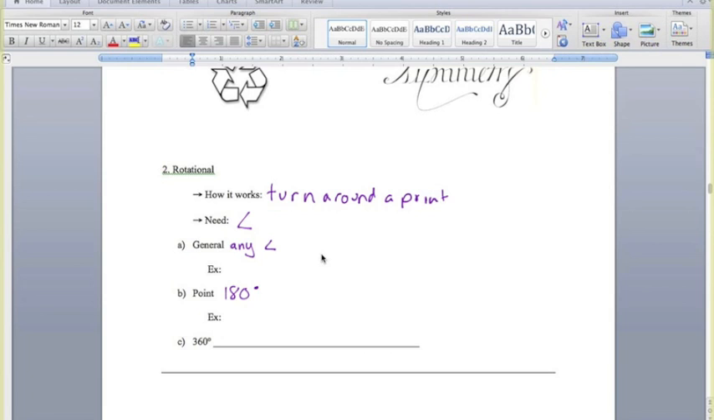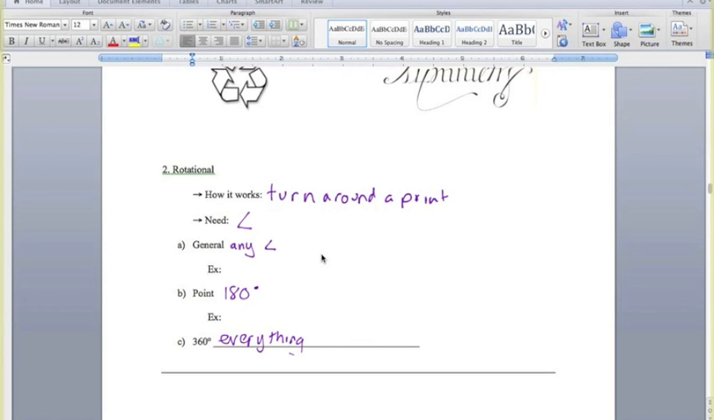What about 360-degree symmetry? What would happen if I took something and I turned it 360 degrees around? It ends up right back where it was. So this is everything. You can take anything and turn it around, and it's going to be right back where it was. So we don't really consider this as a form of symmetry because then everything is symmetrical, and that's not special. So we're not going to be talking about 360-degree rotation.